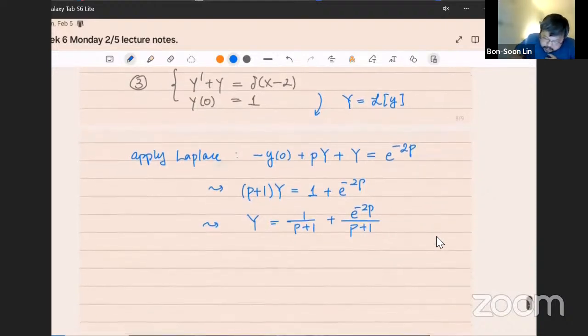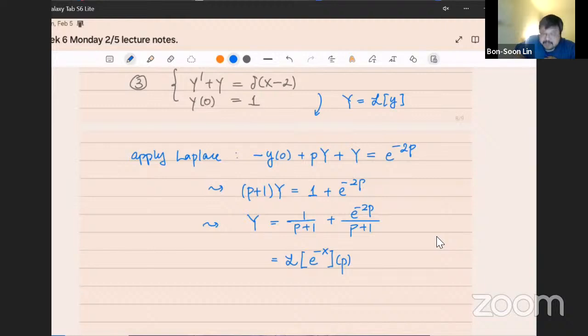Now, what transforms to these? Well, let me continue writing the equal sign. The first one, let's see if you can try it in the chat. What function transforms to 1 over p plus 1? Do you remember? This is going to be e to the negative x. Okay, that's e to the negative x.